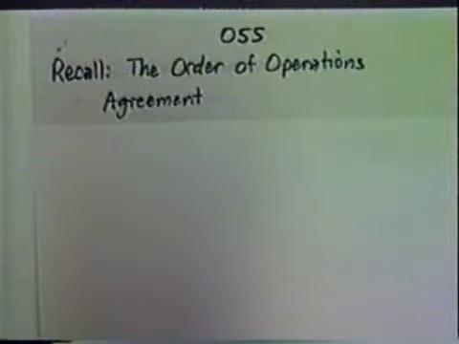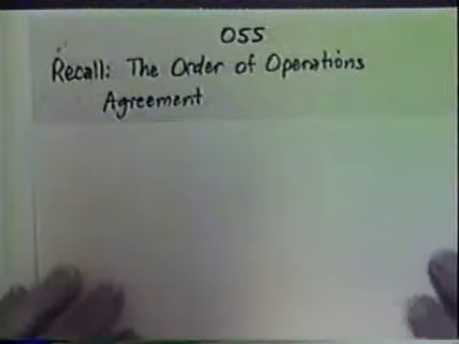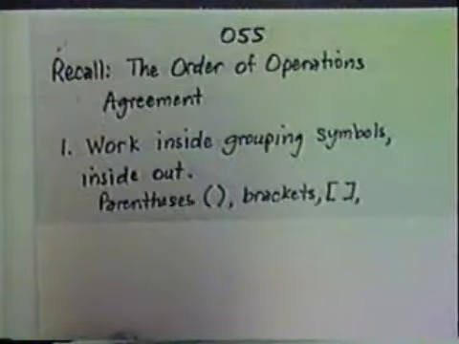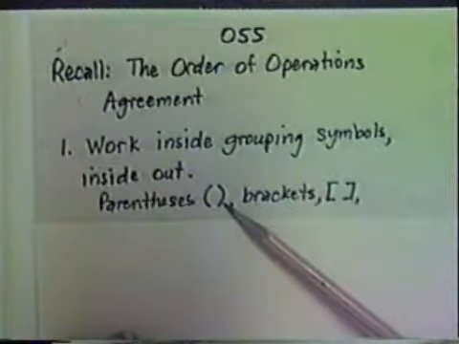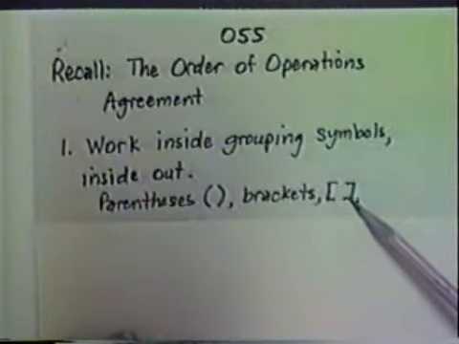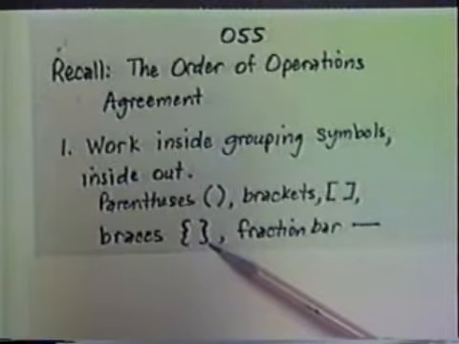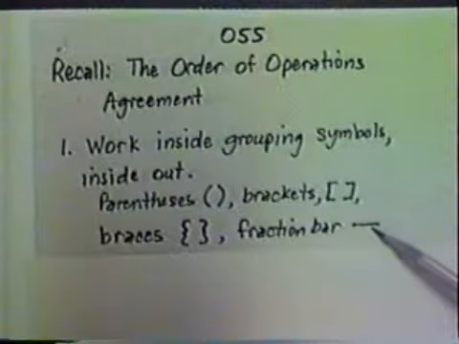Let's recall the actual order of operations agreement. You've learned this in the past, so let's go back over it. Remember that the order of operations agreement has four parts. Part 1 says, work inside grouping symbols from the inside out. We have several grouping symbols. One is parentheses, a second is brackets, which look like squared parentheses, braces, which are the fanciest one, and a fraction bar.